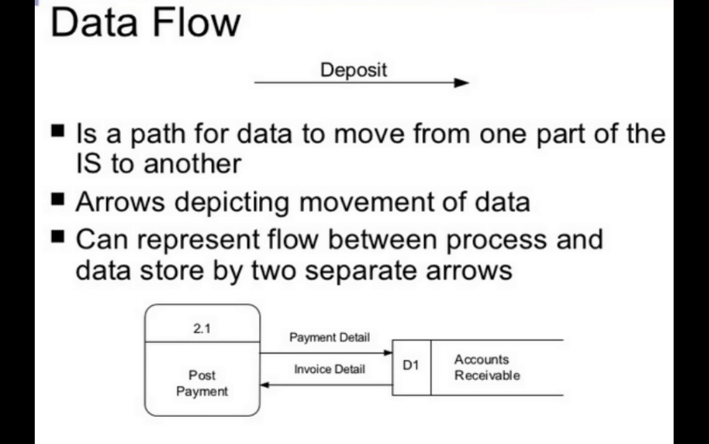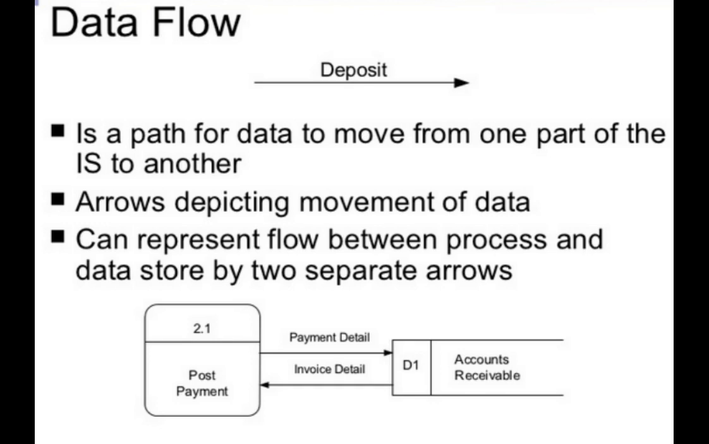Data flow represents what is flowing in the diagram. What kind of data is flowing in the diagram is represented through the data flow. It is a path for data to move from one part of the system to another. Arrows represent the direction of the movement of data. It can represent flow between a process and a data store by two separate arrows.